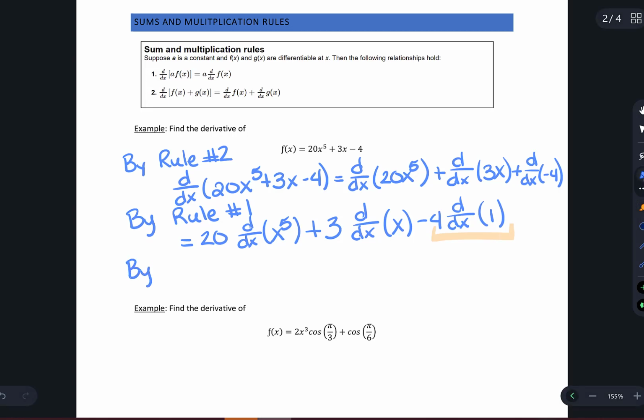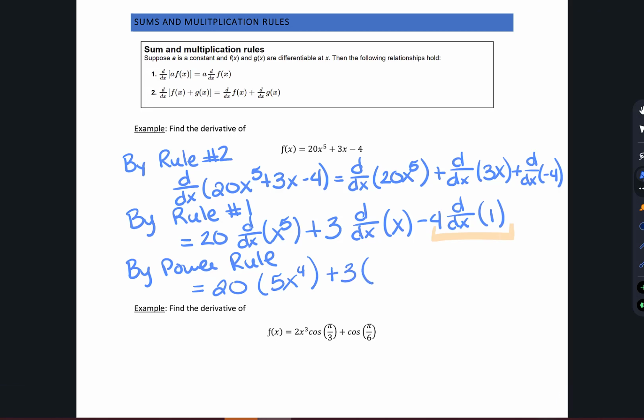Then, by the power rule, we can find the derivatives of the other pieces. So the first one is going to be 20 times 5x to the 4th plus 3. Now notice x is really x to the power of 1, so that's going to become 1 times x to the 0, which is just 1, so that becomes 3, minus 4 times 0. And so this becomes 100 x to the 4th plus 3.